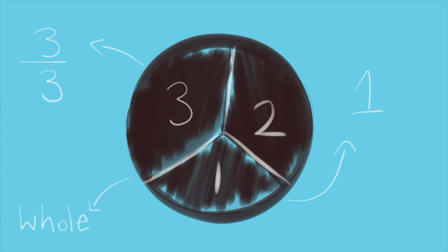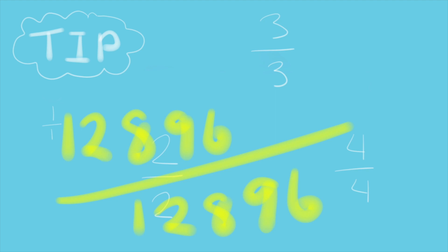One tip to remember is that once the numerator and the denominator share a same number, such as 1/1, 2/2, 3/3, 4/4, or 12,896 over 12,896, it is always equal to a whole.